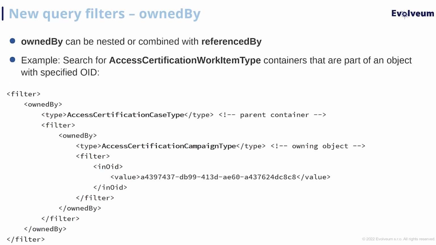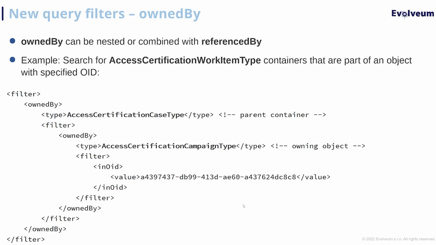Yes. A little bit more complicated example for more nested structures is we want to search for access certification work item type, which is owned by any access certification case type, which is still a container, which is owned by access certification campaign type with this OID.